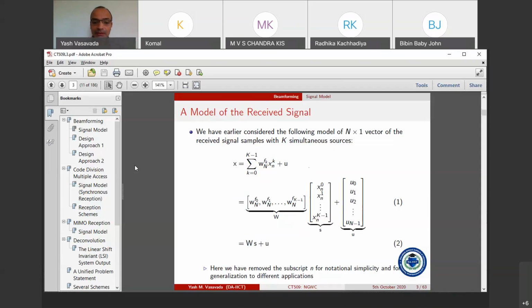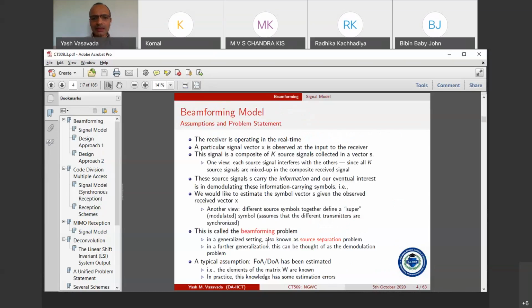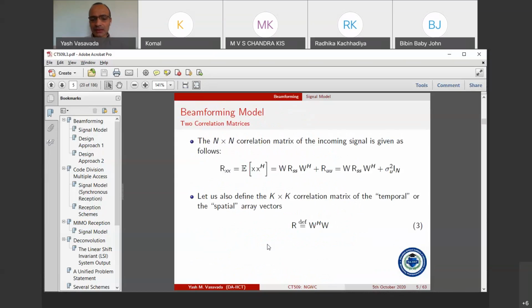spatial filter or the temporal filter signal model, where there is some vector x that has been received, and it can be modeled as a linear transformation of some vector s of interest. This is, for example, our symbol vector, after it is transformed by this matrix W, and maybe there is some noise component present as well. Okay, so that is the general model that we have seen.